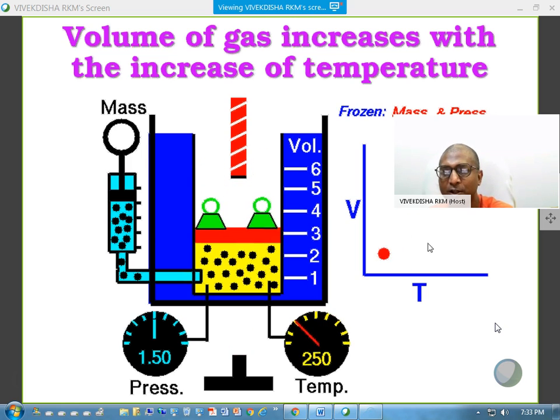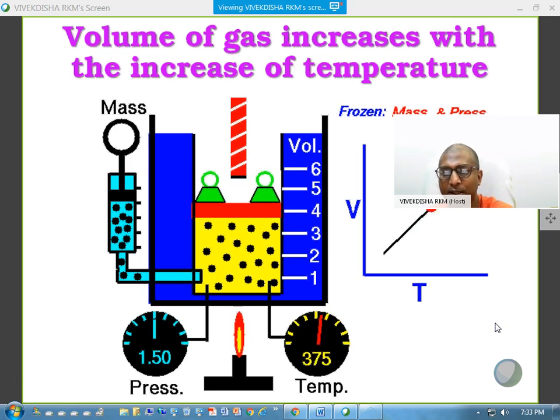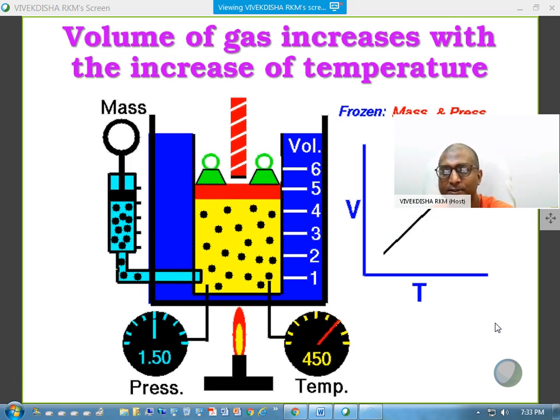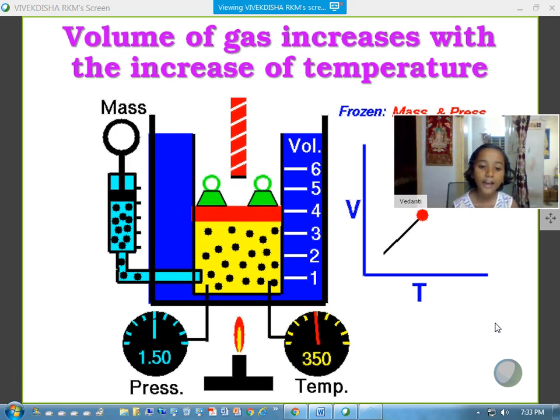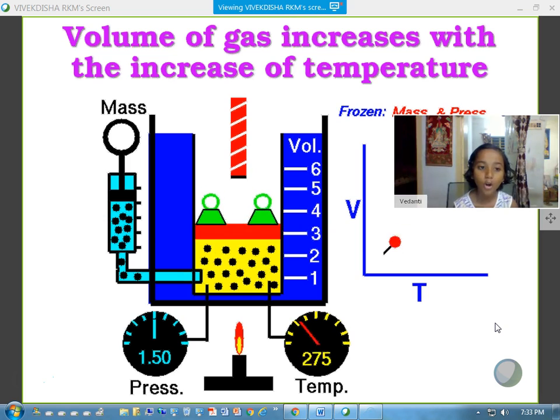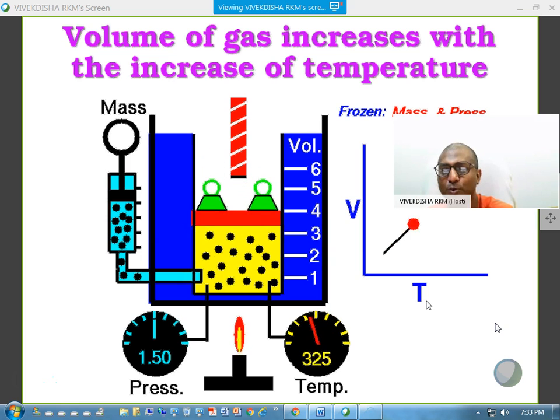And what is the definition of mass? Then it is not fully clear. Vedanti, recollect once again. The definition of matter, not mass, matter. A substance that has mass and occupies space. Yes. So it occupies space, and that space is volume.